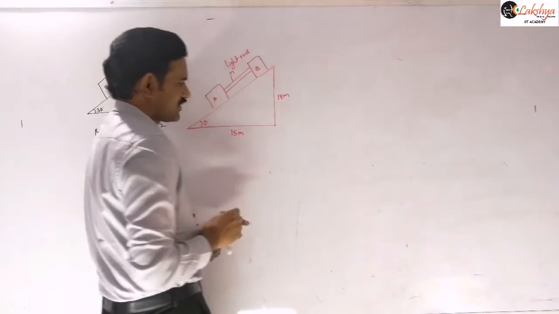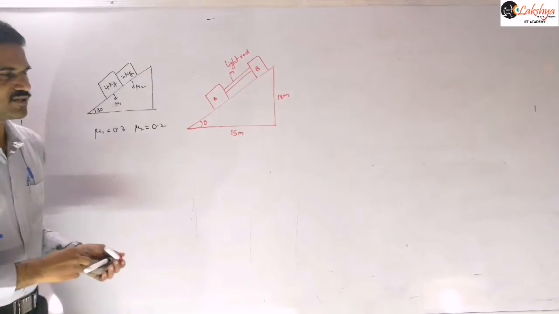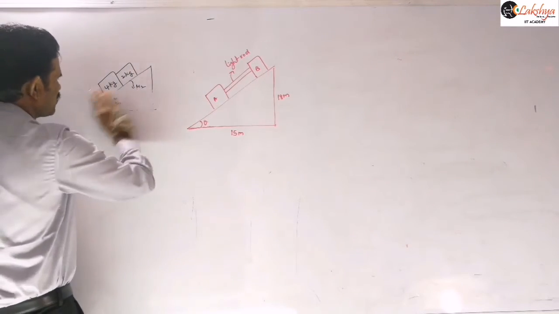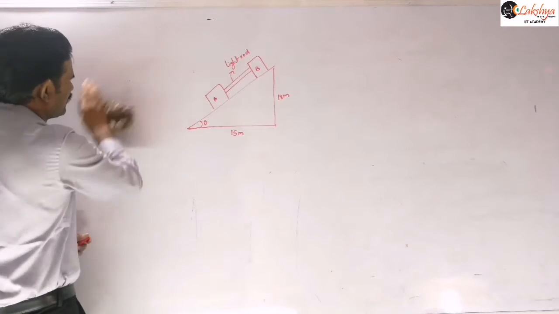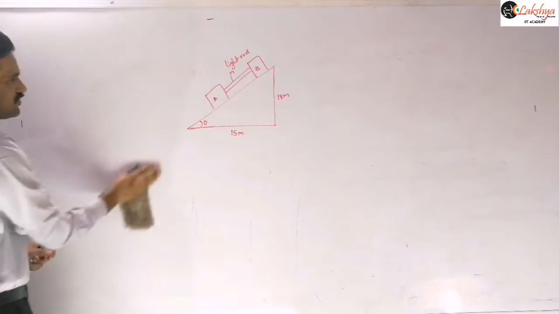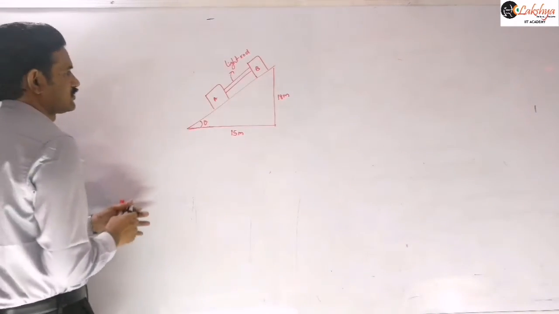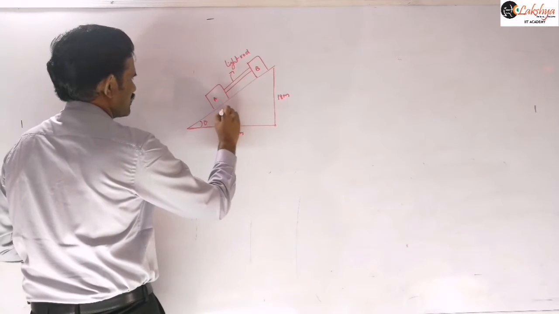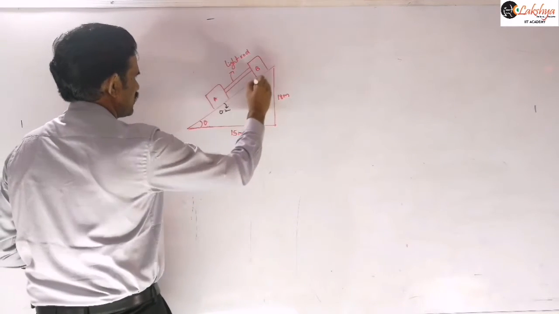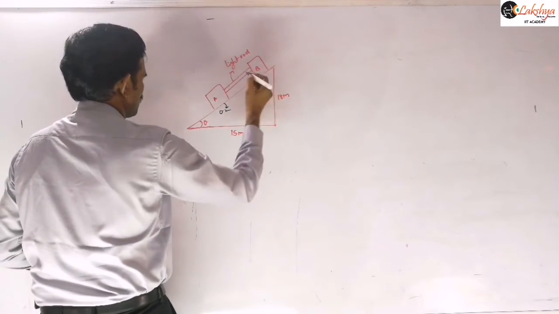And light rod, in the sense, the meaning of this light rod is that the mass of that rod is negligible. Light rod in the sense, so only the mass of those blocks we need to consider there. So this is its coefficient of friction, 0.2 and 0.4, let us consider here.